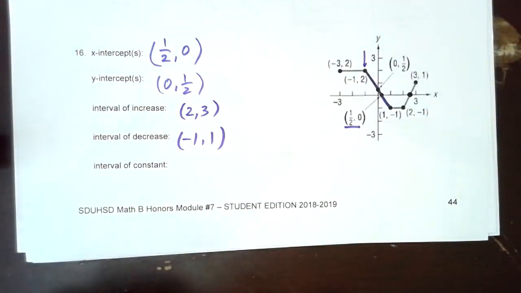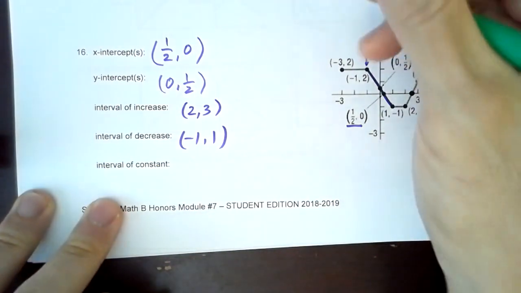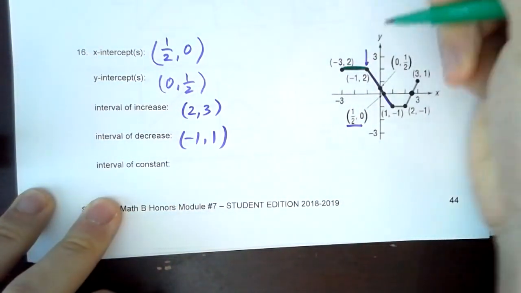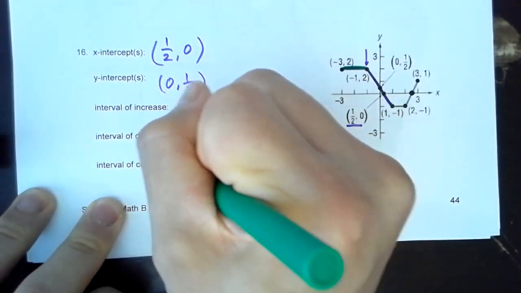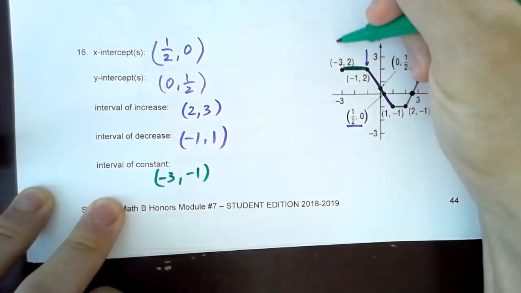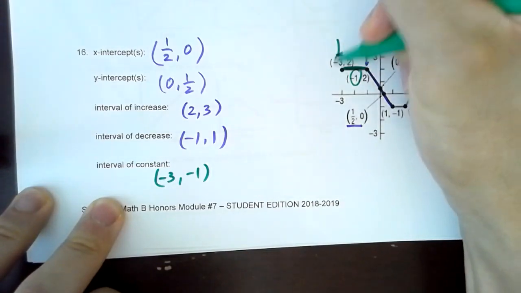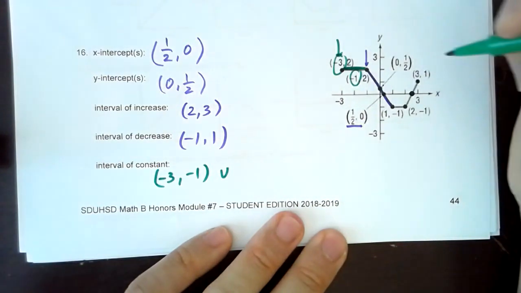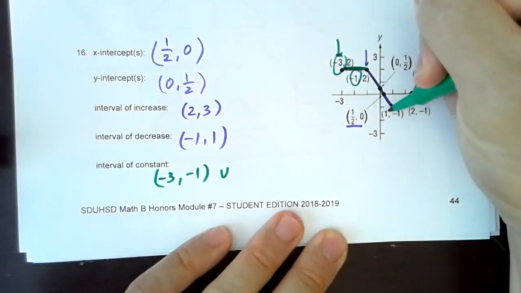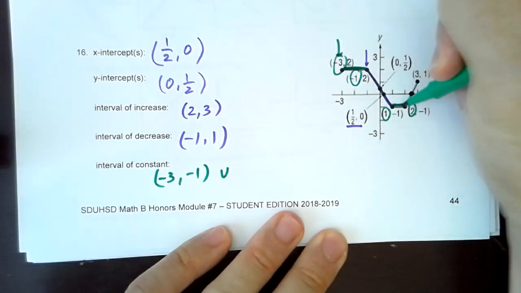And then it seems like we actually have two areas that have interval of constant, which is one is right here, which is from -3 to -1, right? -3 to -1. And then I'm going to put a U, which means there's more. There's another one, and it's simply just from 1 to 2.